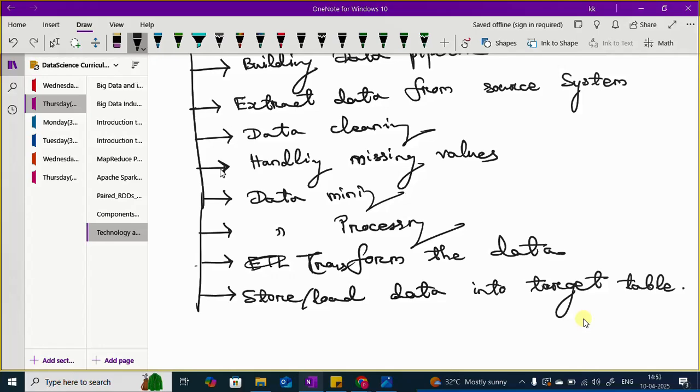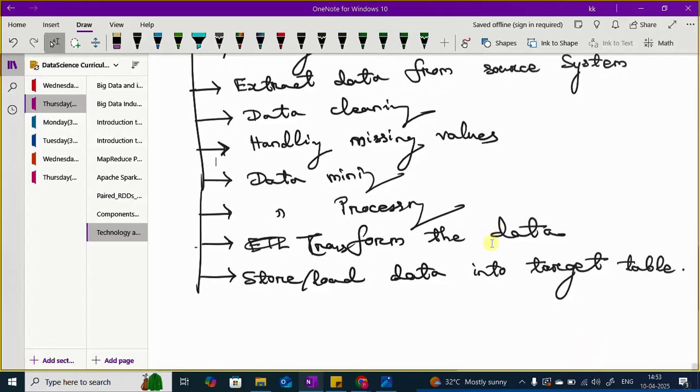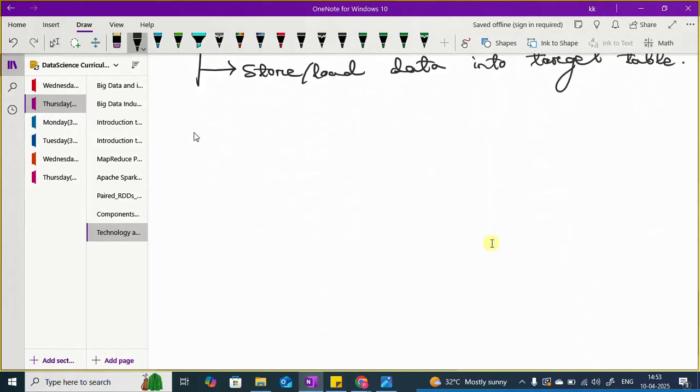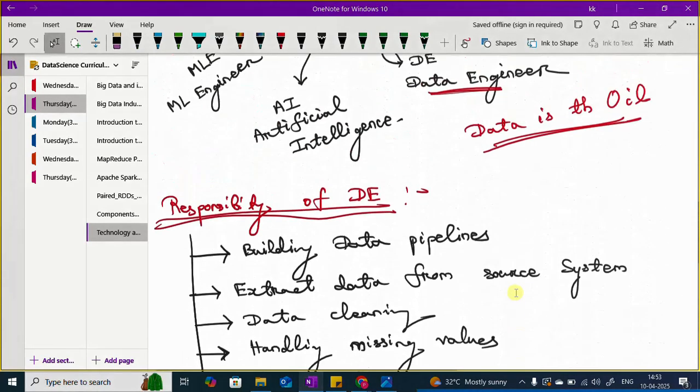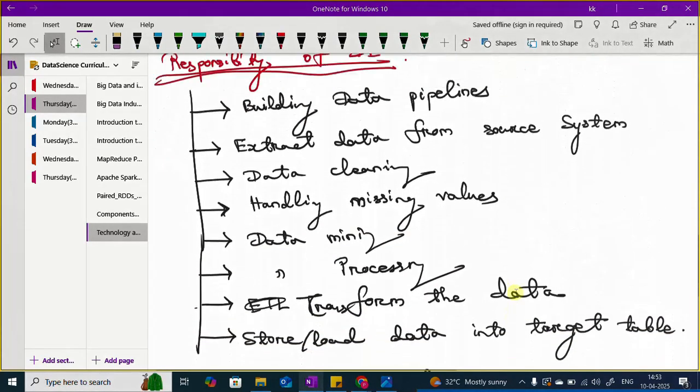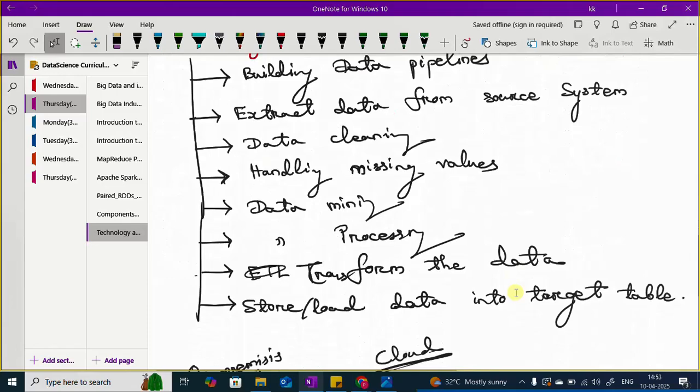Obviously, initially all these things were taken care of on premises, but slowly cloud came into the picture. They moved to the cloud, so they are using different cloud services to complete all these use cases. Clear? These are the typical responsibilities of a data engineer.